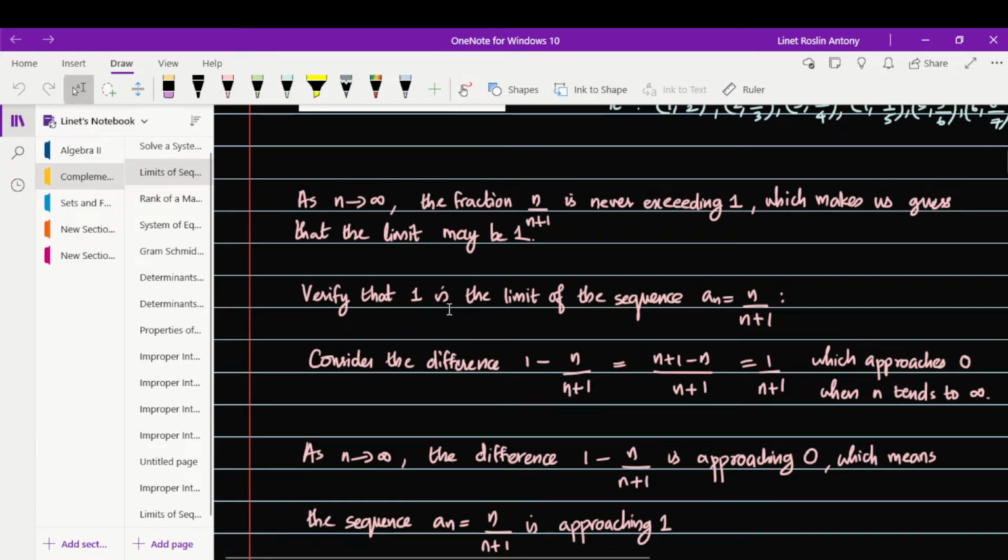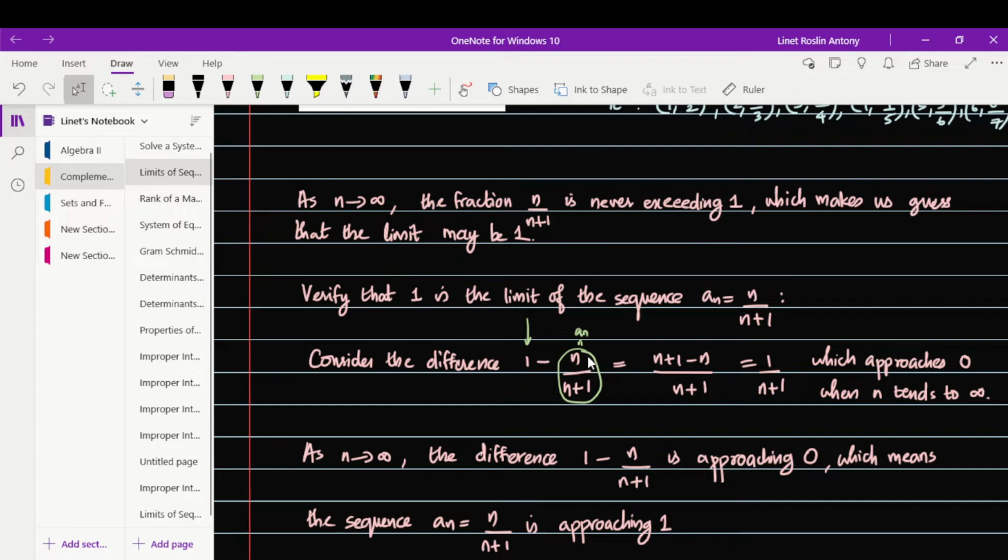So we have to verify that 1 is the limit of the sequence a_n = n/(n+1). So for that, to say that 1 is the limit, you have to consider the difference 1 - n/(n+1). So this is a guess that this is the limit, and this is our sequence a_n. So we are taking the difference between the guessed value for the limit and the sequence itself.